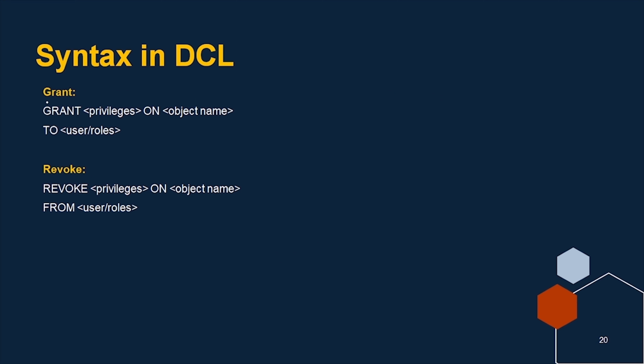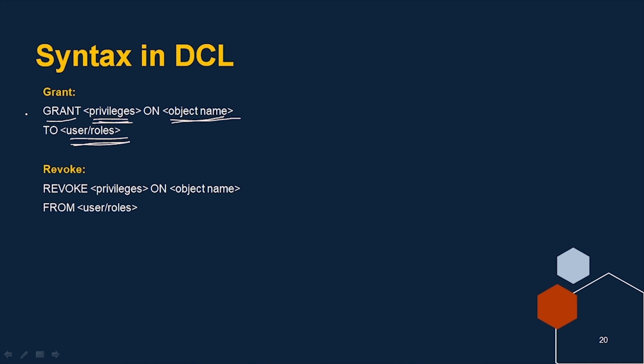Syntax in DCL, the first command is GRANT. We will use it like: GRANT privileges ON object_name TO user or roles. So with GRANT we provide the access to a user or role against that object name. For the objects that are there in our database, we provide the privileges, meaning what type of permission we need to provide to this user. So at that time we will use the GRANT command.